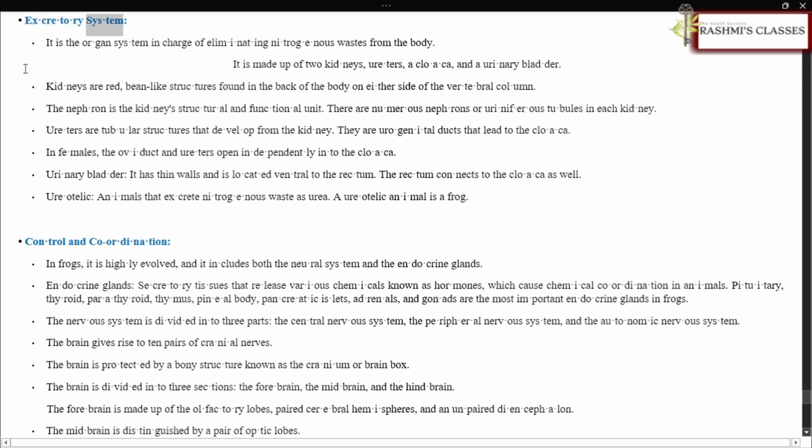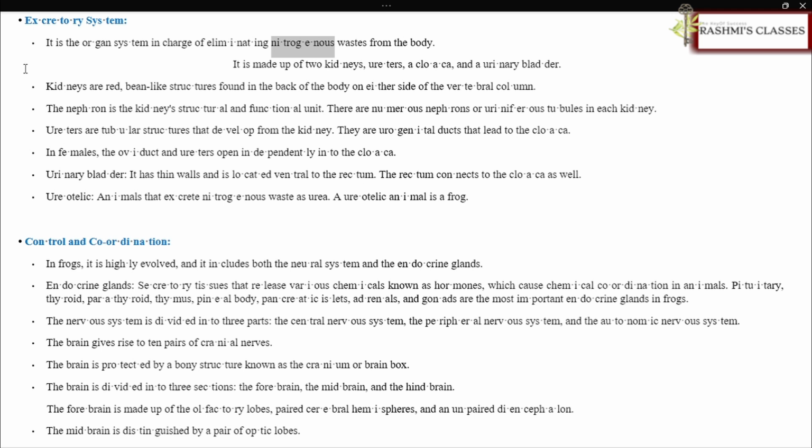Excretory system. It is the organ system in charge of eliminating nitrogenous wastes from the body. It is made up of 2 kidneys, ureters, a cloaca, and a urinary bladder. Kidneys are red, bean-like structures found in the back of the body on either side of the vertebral column. The nephron is the kidney's structural and functional unit. There are numerous nephrons or uriniferous tubules in each kidney.